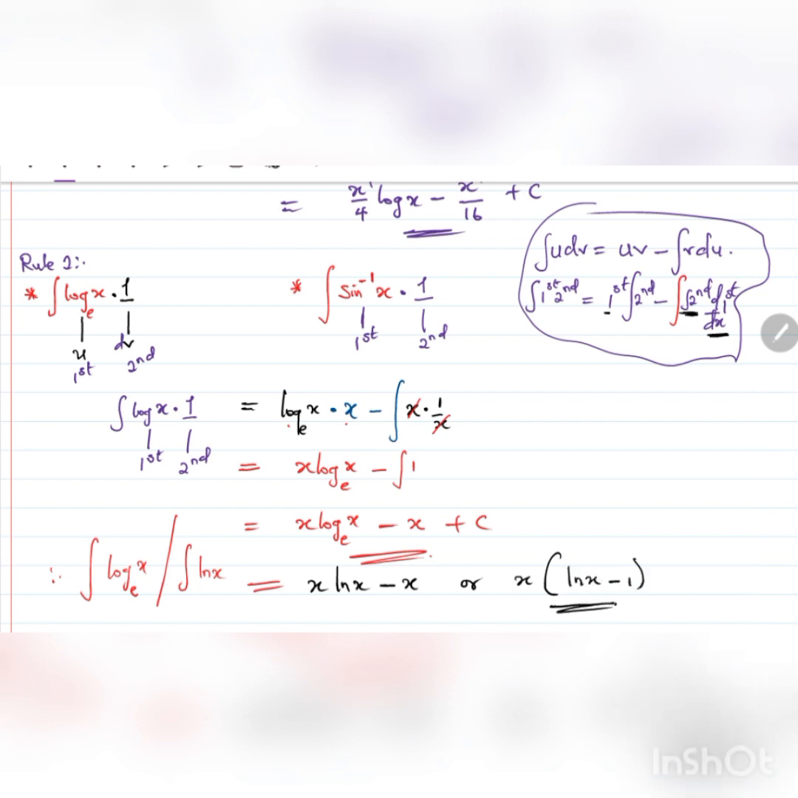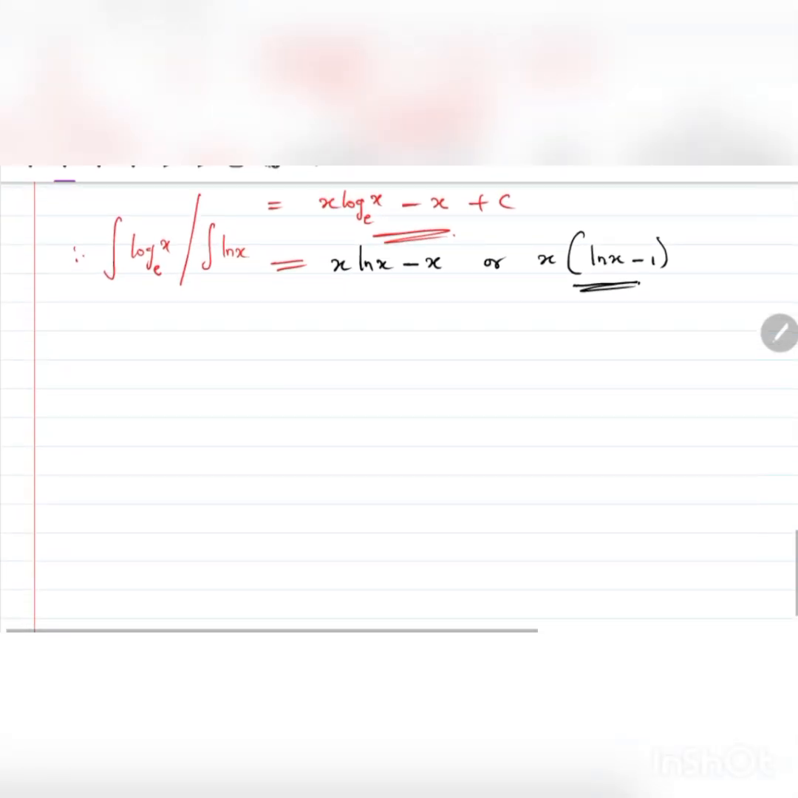Now, the second rule of integration tells us that in case you are given just a function and you don't have any other function in your question, what you have to do is multiply the function given with unity, and you make unity the second function, while the question given will be your first function. So that's the second rule of integration by parts. And lastly, we'll be looking at the third rule. Okay, now the third rule of integration by parts, rule number 3.